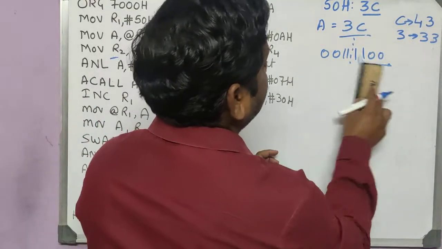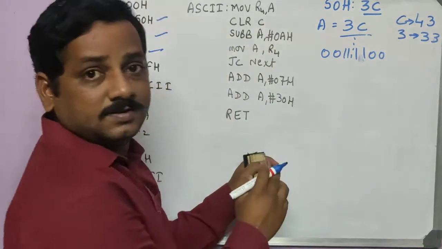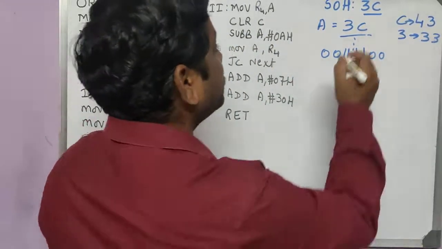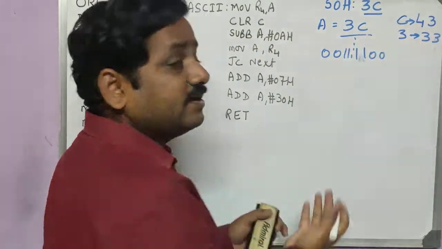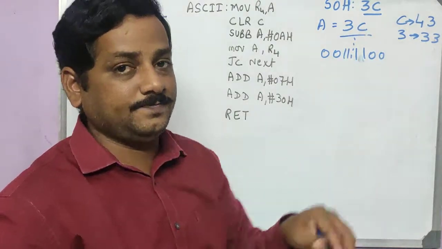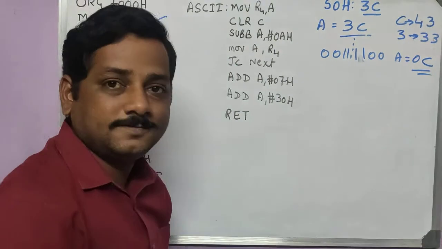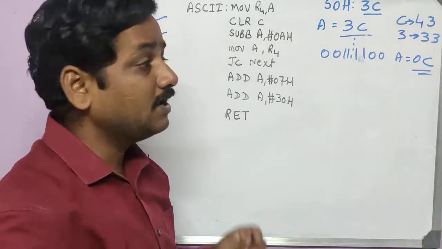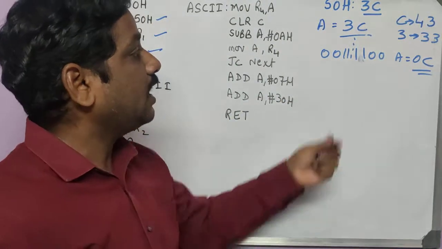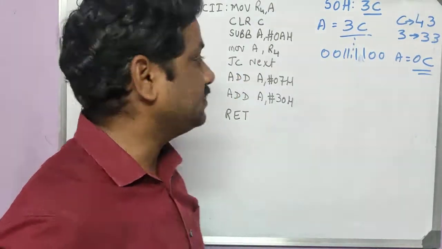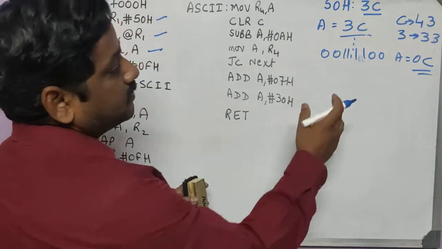This is 3C. In decimal, you can write it like this. In binary, you can write it like this. I want only C, not 3. So I need this: I want A equal to 0C. I want only the lower nibble and I want to convert that. After that, I will take the higher nibble and convert that. That's the concept. So how to do that?